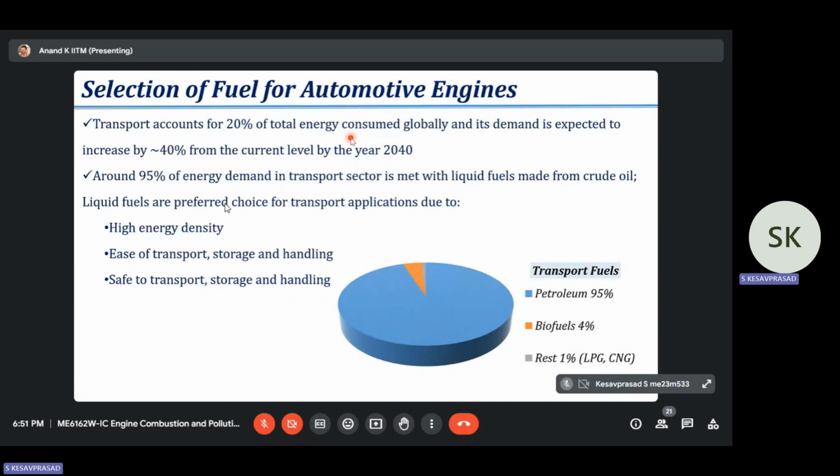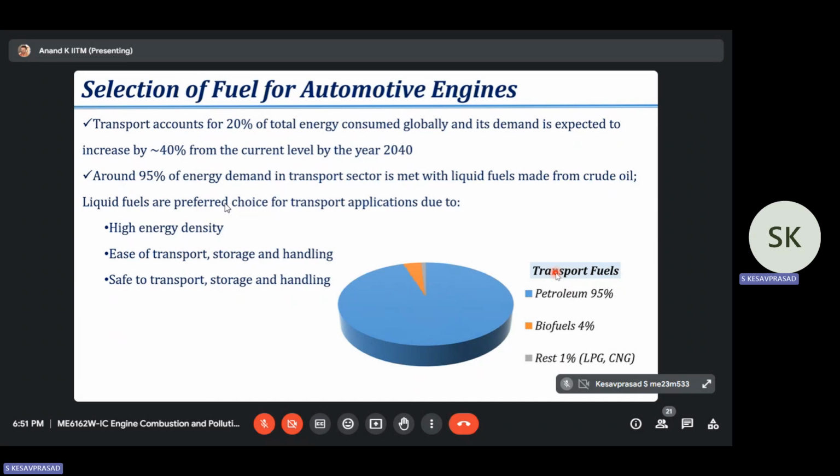So power is the primary sector and transport is the secondary sector in terms of consumption of available energy in the world. Out of this, you will be surprised to know that almost 99% of the demand for the transport sector is met with liquid fuel. You know, fuel exists in all three states of matter. You have a solid fuel, you have a liquid fuel, you have a gaseous fuel.